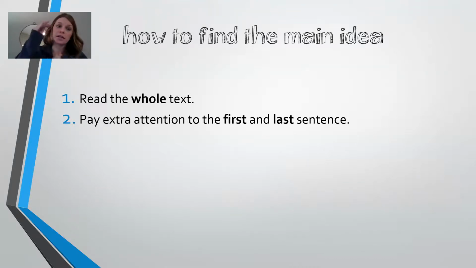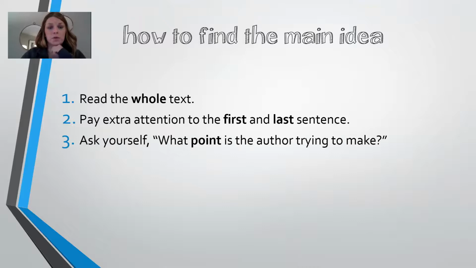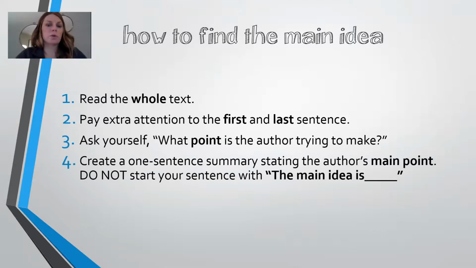The first and last sentence are the most important when it comes to main idea. What's in the middle is your supporting details. And then ask yourself, what point is the author trying to make? What are they trying to tell me? And then you're going to create a one-sentence summary stating the author's main point. But do not start your sentence with the main idea is, just state it. You don't need to say the main idea is that hockey is a great sport. The main idea is hockey is a great sport.